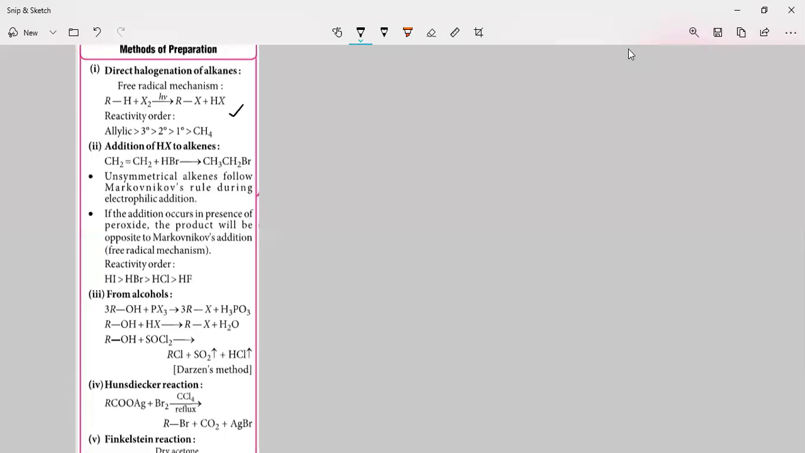Next, addition of hydrogen halides to alkenes. In this, we take an alkene and make it react with the hydrogen halide HBr. This hydrogen is added to this carbon and this bromine is added to this carbon, and the double bond is converted into a single bond in addition reactions.